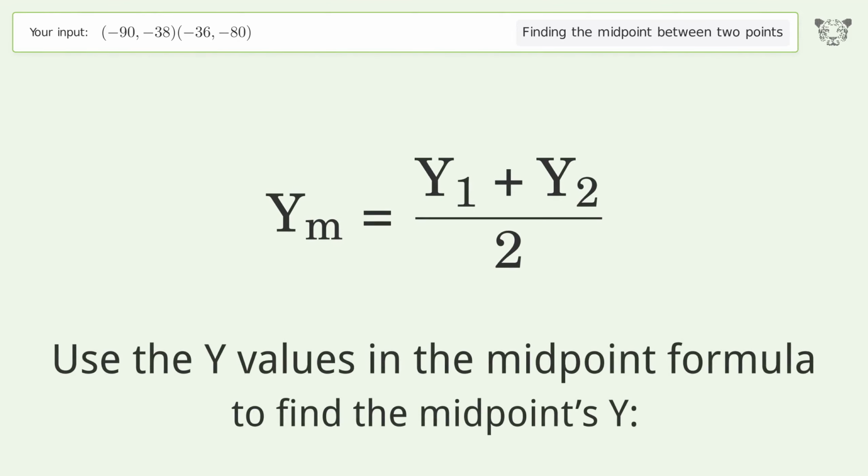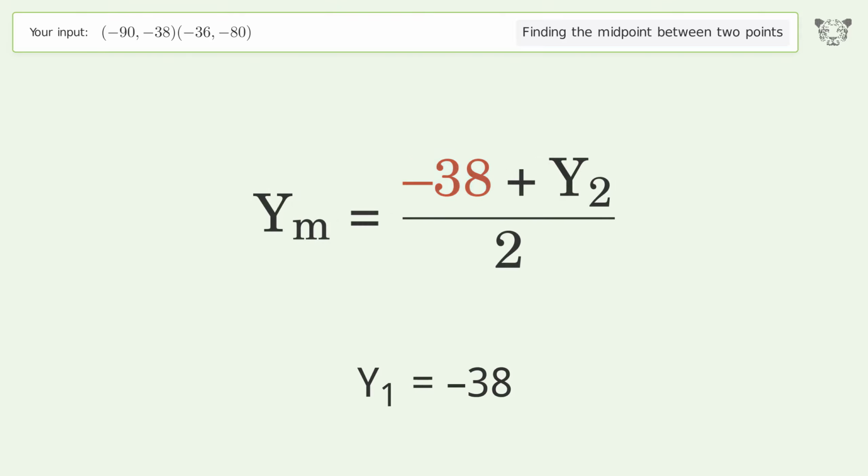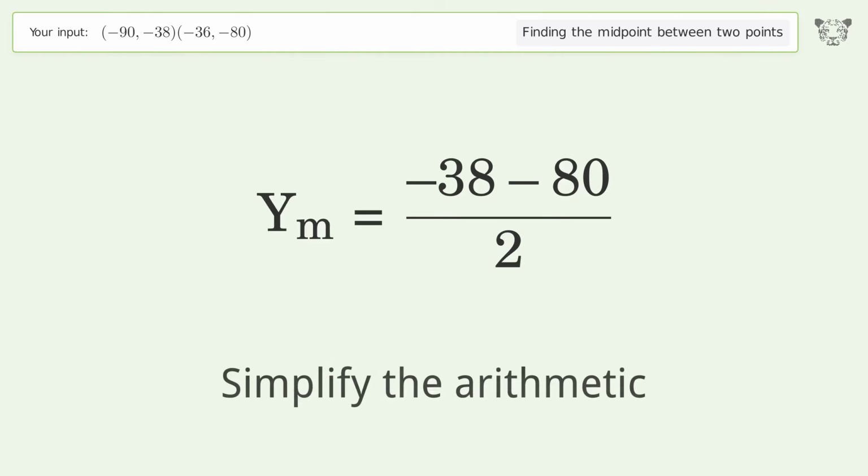Use the y values in the midpoint formula to find the midpoint's y. y1 equals -38. y2 equals -80. Simplify the arithmetic.